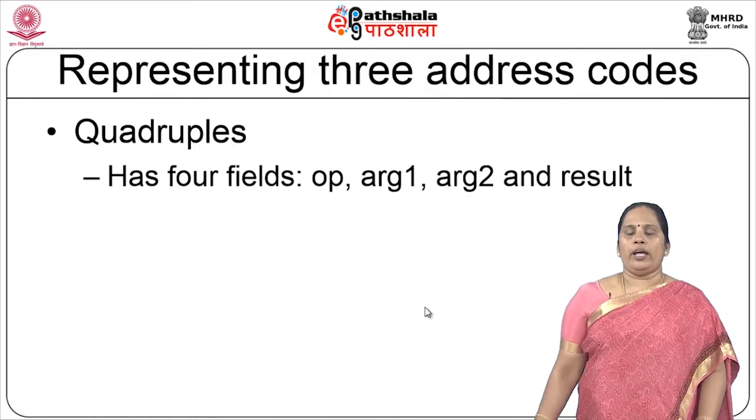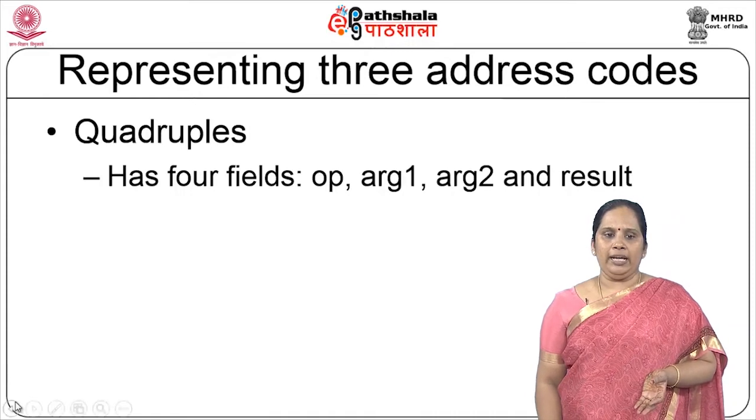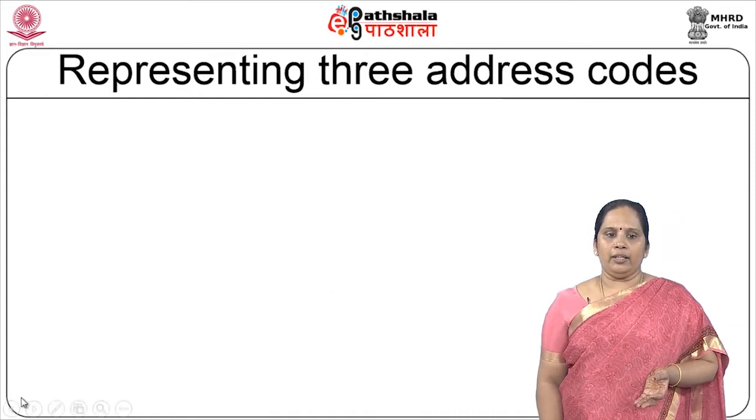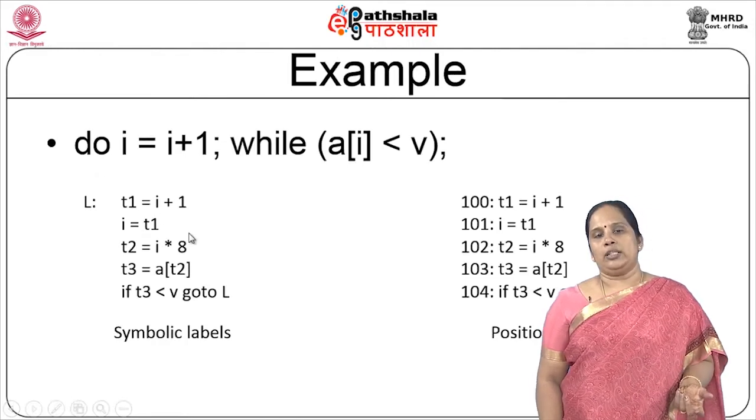So representing, how do I represent this 3 address code? The previous slide looked at converting the information into a 3 address code. T1 is equal to I plus 1. Now where will I store this?